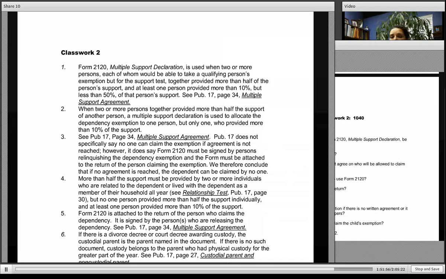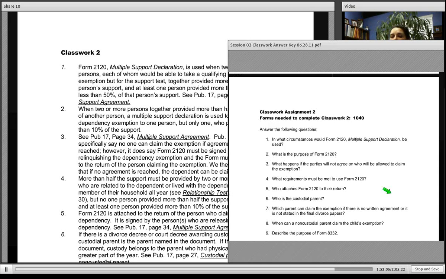Who attaches Form 2120 to their return? Form 2120 is attached to the return of the person who is claiming the dependency. It is signed by the persons who are releasing or not claiming the dependency.